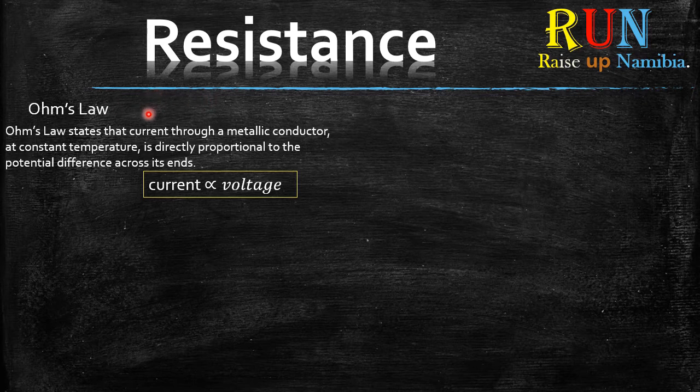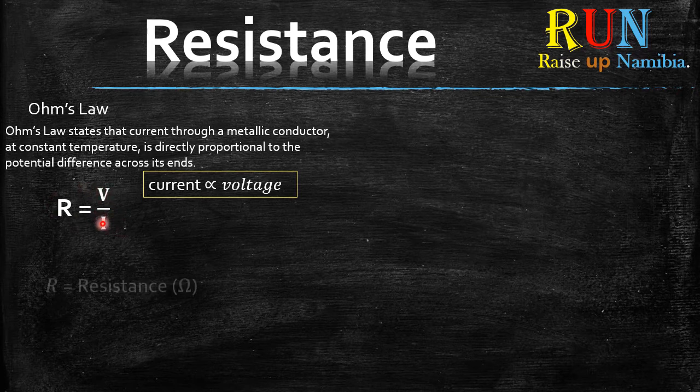So what does Ohm's Law state? Ohm's Law states that the current through a metallic conductor at constant temperature is directly proportional to the potential difference across its ends. Okay? Now with that said, let's look at this formula, since we are talking about resistance. So we have R equals V over I.